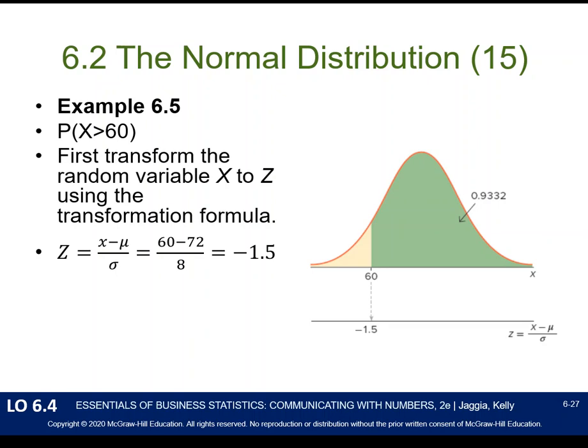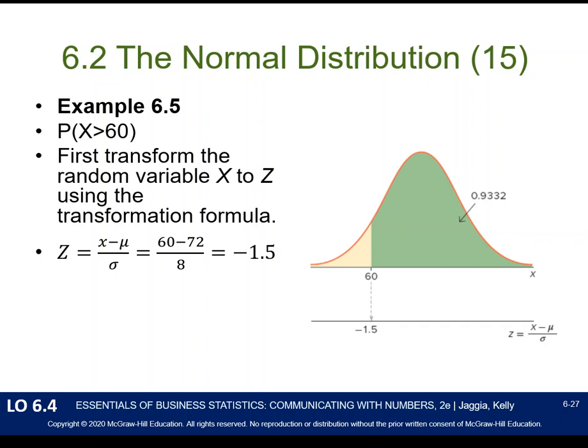First I need to transform my x variable to z, so I'm going to use that formula. I'm going to say the variable of x minus the mean of 72, divided by 8, and I get negative 1.5. We're expecting it to be negative because 60 is below the mean of 72, so we know it falls on the left-hand side of the bell curve. Now I could pull out my handy dandy tables.